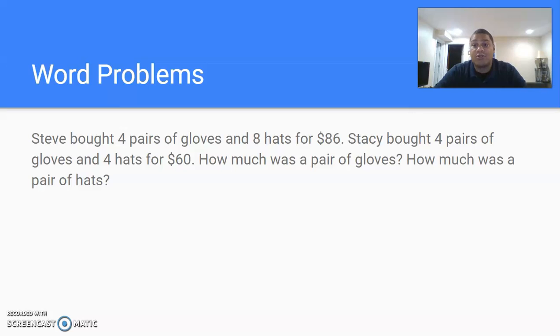Word problems, they're starting to show up for real now, and these are the ones that make you write the equations yourself, so we've got to go through how to make one. Let's talk about these examples. Steve bought 4 pairs of gloves and 8 hats for $86. Stacy bought 4 pairs of gloves and 4 hats for $60. How much was a pair of gloves? How much was a hat?